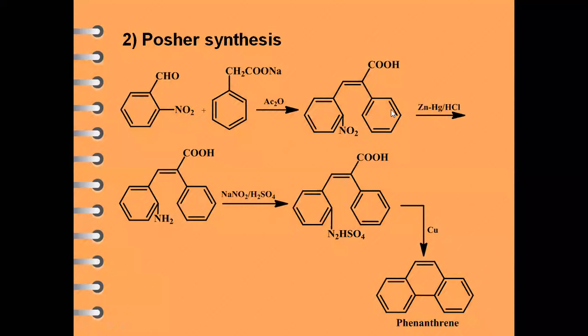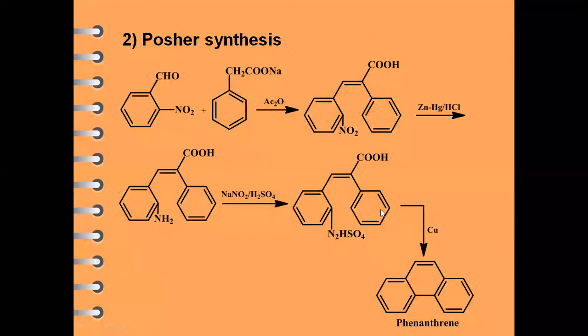So it will result in the formation of this intermediate product, which will be reduced further and diazotized to form alpha phenyl orthonitrocinnamic acid. So this is an orthonitrophenyl cinnamic acid. Now this nitro compound will be reduced with metal reduction. It is converted into an amine functional group. As it is a primary amine, we are going to diazotize it in the presence of sulfuric acid and copper powder. So there is formation of phenanthrene 9-carboxylic acid.